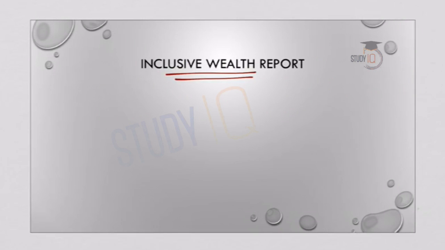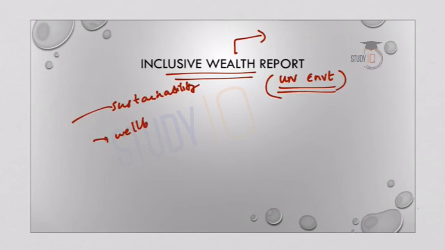Next one is Inclusive Wealth Report. This is released by UN Environment and the partners of UN Environment, and this report is published biennially. It measures or evaluates the capacities and performance of the nations around the world to measure sustainability of the economy and well-being of the people. So two things: sustainability and well-being of people.